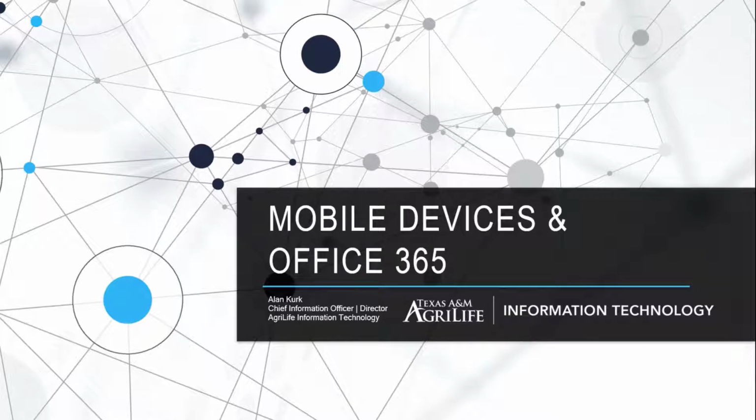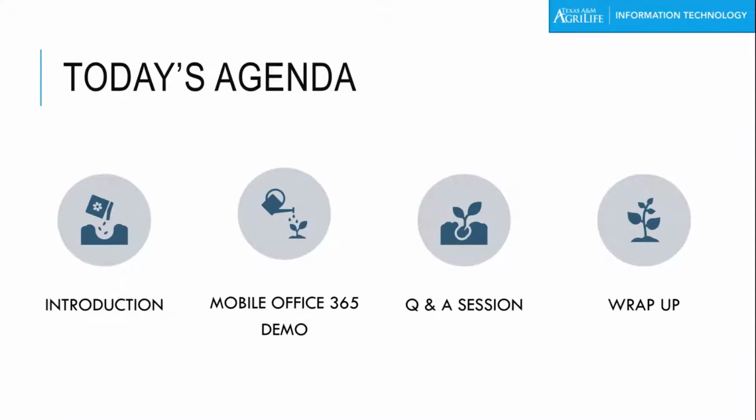So as many of you know, we're using Office 365 heavily within Texas A&M AgriLife. What many don't know is a lot of the things you can do on your desktop, you can do on your mobile phone device. In fact, I probably do 40 to 45% of the things I do on a daily basis through my mobile phone, as I'm pretty mobile around the organization.